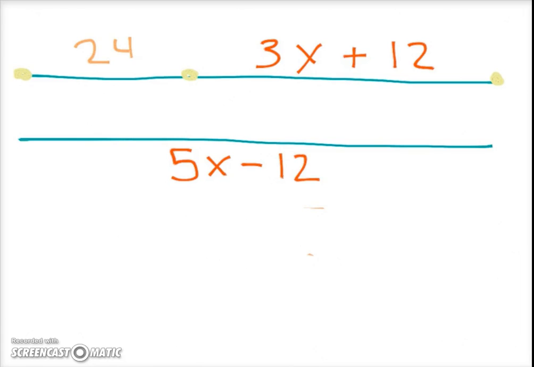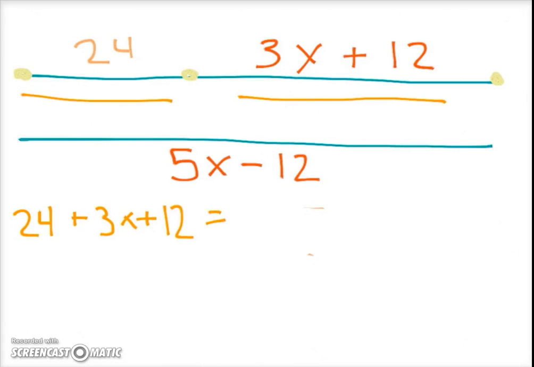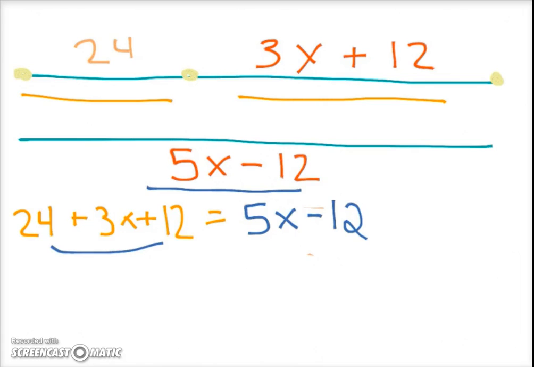Let's go to the next one. All right, so again, this one is a little bit harder. Same formula: AB. So AB is 24 plus BC. BC is 3x plus 12. And we are going to set that equal to AC, which is 5x minus 12. So our goal is to figure out what x is. So combine like terms. So again, we have 24 and 12, which is 36. So 36 plus 3x equals 5x minus 12.